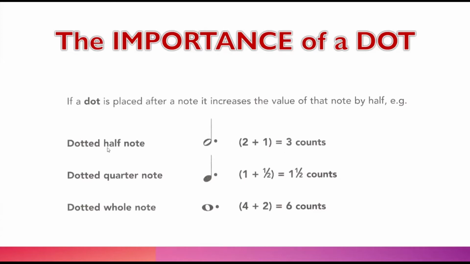So now a dotted half note is equal to 3 counts or 3 beats. And a dotted quarter note is now 1 1/2, and the dotted whole note is now 6 counts.